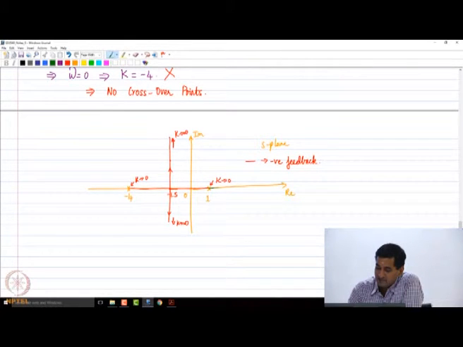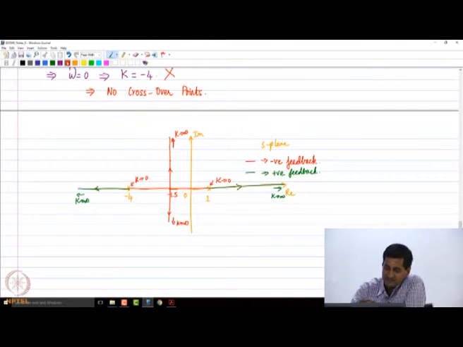Now, let us look at what happens with positive feedback, based on the root locus construction that we did. We can immediately see that with positive feedback, I have one branch which starts from +1 and goes along the positive real axis as k tends to infinity, that is it. Another branch starts at -4 and goes along the negative real axis as k tends to infinity, that is about it. So, the green line indicates the root locus with positive feedback.